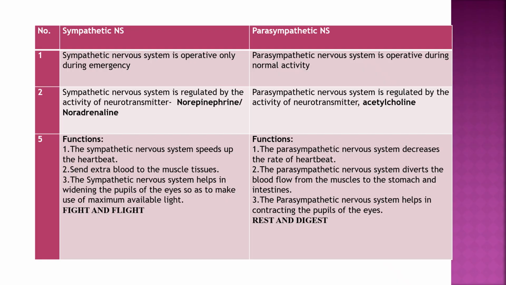Sympathetic nervous system and parasympathetic nervous system try to balance each other in the body. So sympathetic nervous system is operative during emergency, parasympathetic during the normal activity. Sympathetic is regulated by the neurotransmitter epinephrine and parasympathetic by the acetylcholine. The sympathetic system functions as the increasing heartbeat, then extra blood to muscle tissue, then helps in widening of the pupils of the eyes so as to make maximum use of the available light. So it is mainly concerned with the fight and flight mechanism.